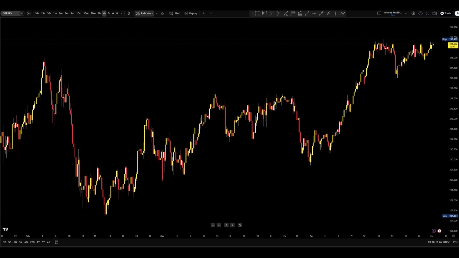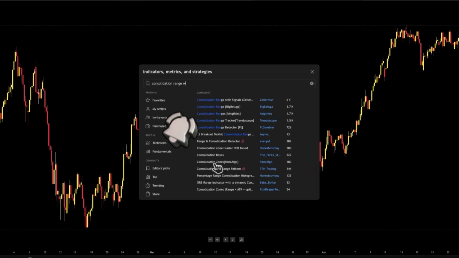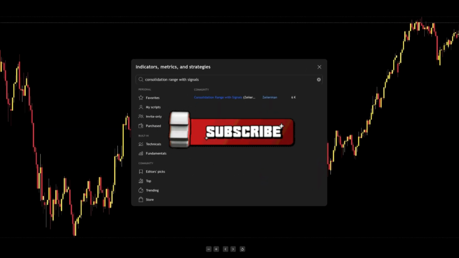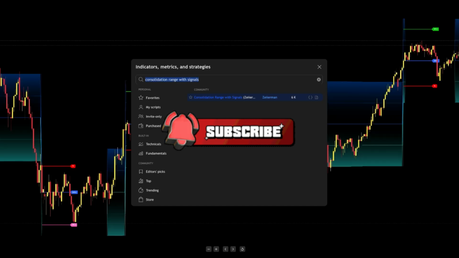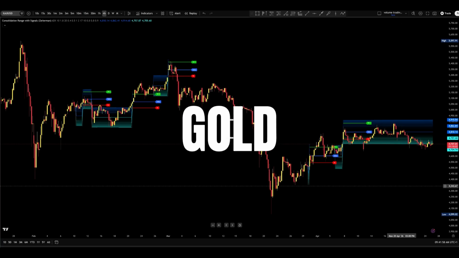Open TradingView, go to Indicators, search for Consolidation Range with Signals, use the Zierman version, load it onto any chart. I'm using GBPJPY on the 1 hour time frame, but this works on Forex pairs, gold, and crypto.